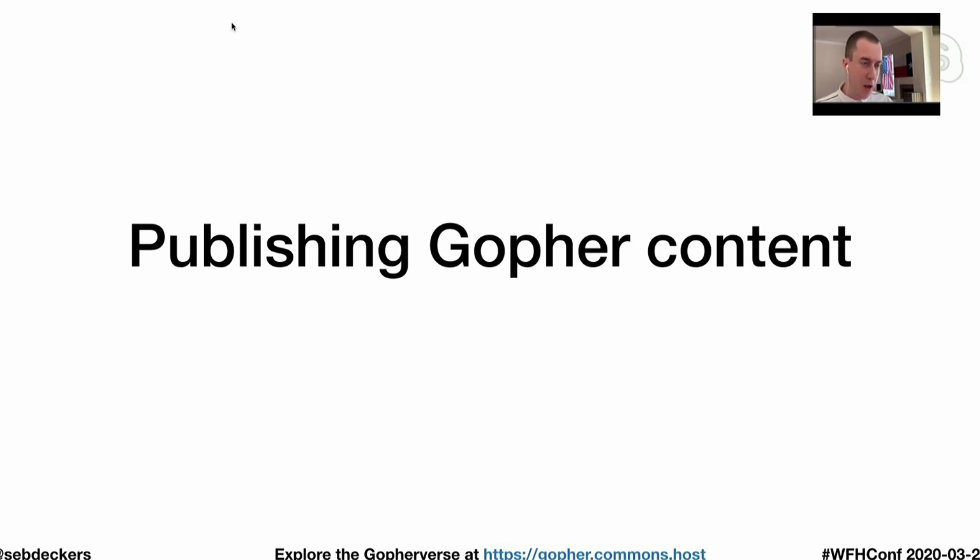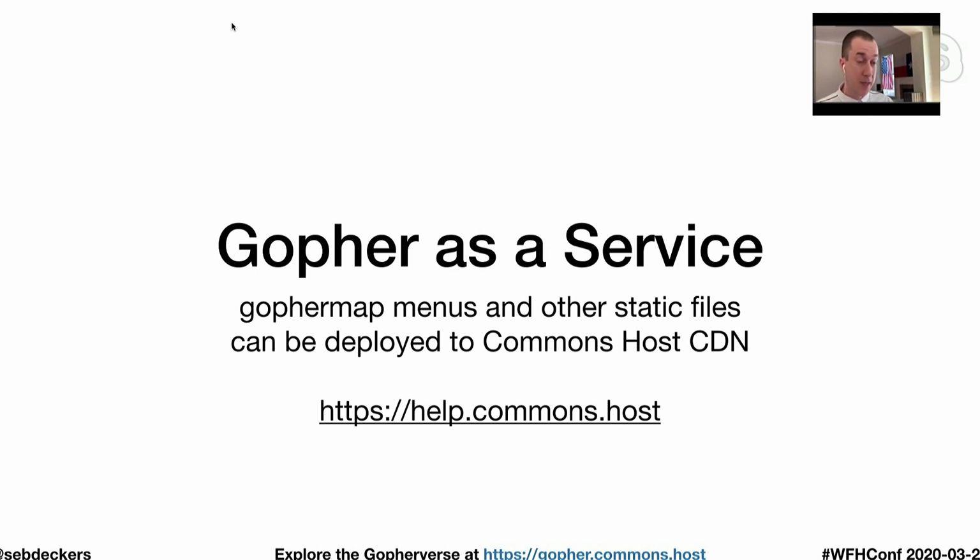So, okay, how do we make Gopher more popular? Well, we've got to have content. That's the problem. Or that's the next problem. Like I mentioned, the Commons host CDN actually has Gopher as a service now, because as a CDN, with these new protocols, it can support multiple domains. It became very easy to serve these static Gopher files. They're super lightweight in terms of bandwidth.